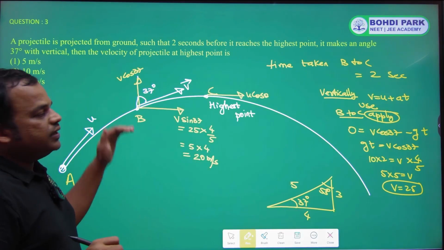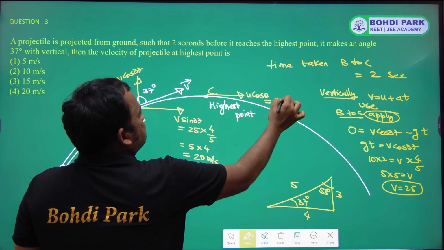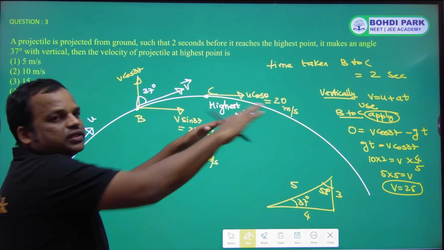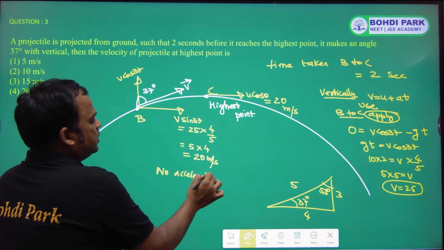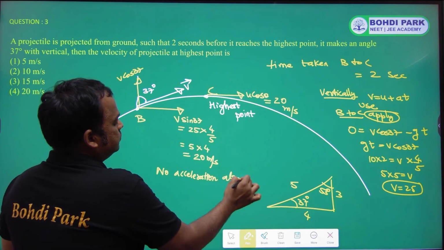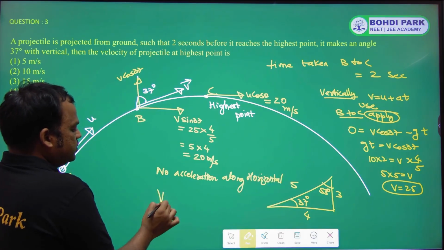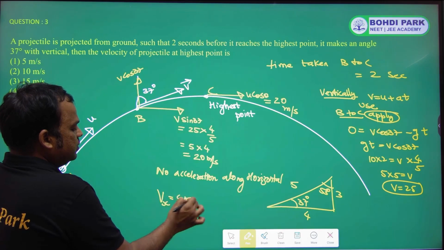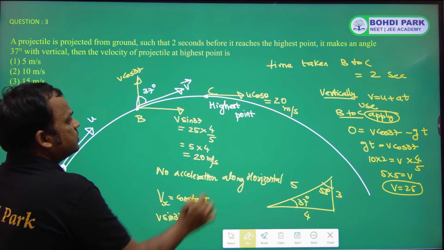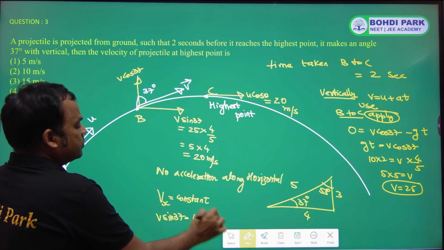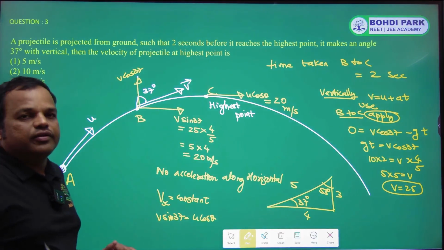Now horizontally, the velocity is same. So u cos theta is also 20, because horizontally there is no acceleration. So horizontal component remains constant. So Vx is constant. Clear? So v sine 37 is equal to u cos theta. Both are equal, so answer is 20. Now done. Now next question.